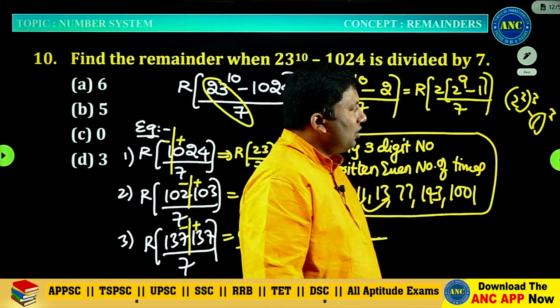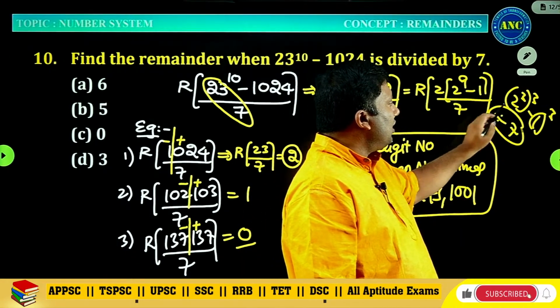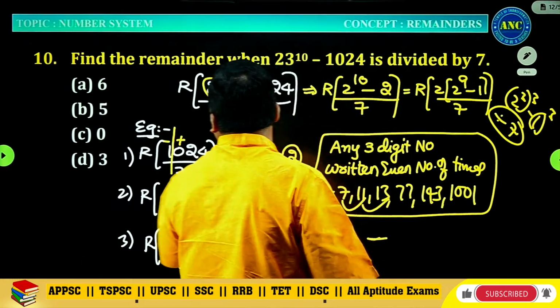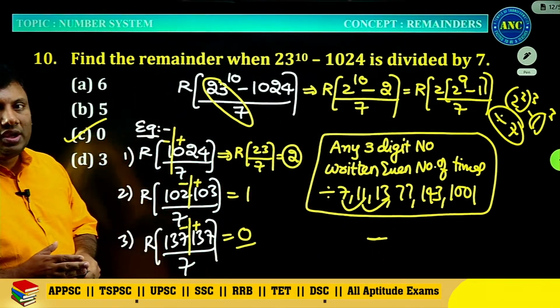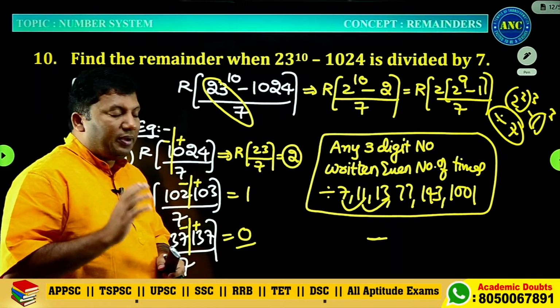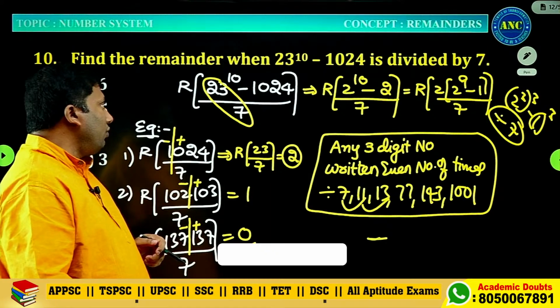Yes or no? a power n minus b power n is divisible by a minus b. So the answer is perfectly 0. Again I am repeating: 7 3s are 21, leftover is 2.